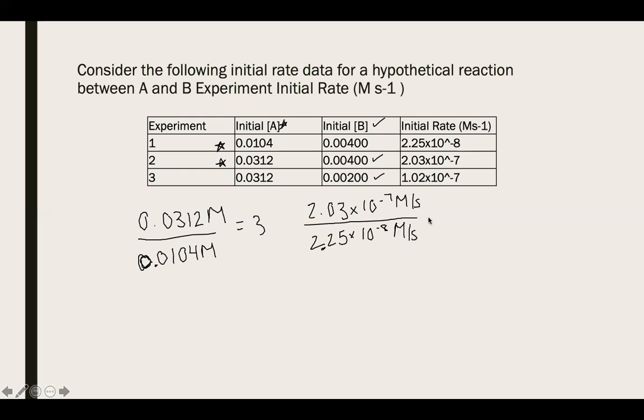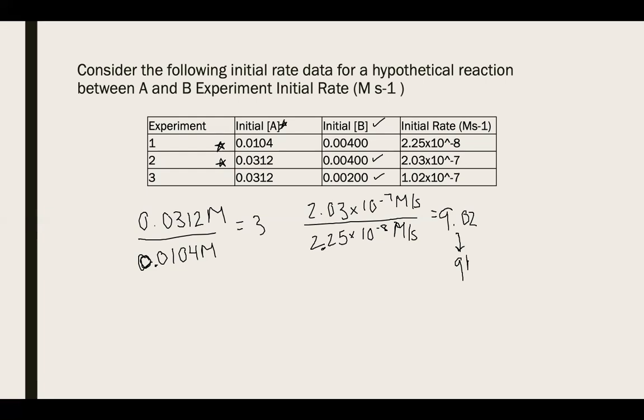molarity per second. And when you do that ratio, you'll get 2.03 divided by 2.25 e to the negative 8th. You're going to get just over 9. You're going to get 9.02. So remember, for experimental data, you can basically say that it's 9 here. And it's just a ratio, so we don't even need a label on that.